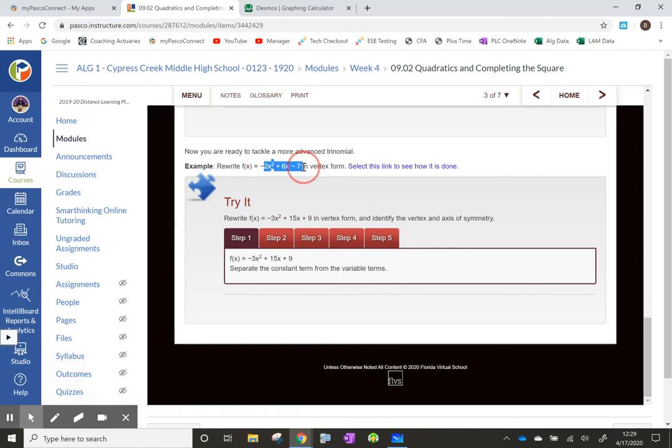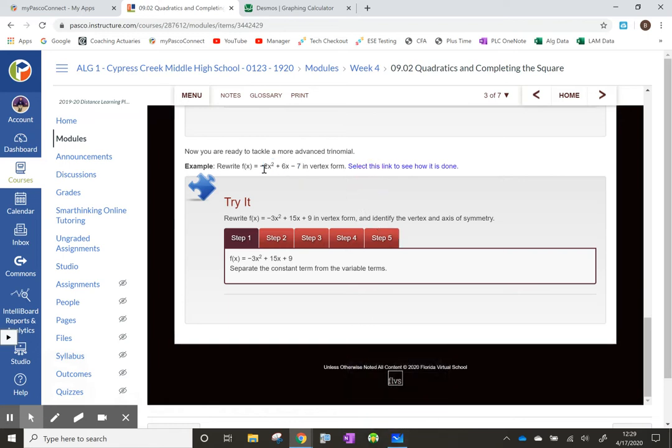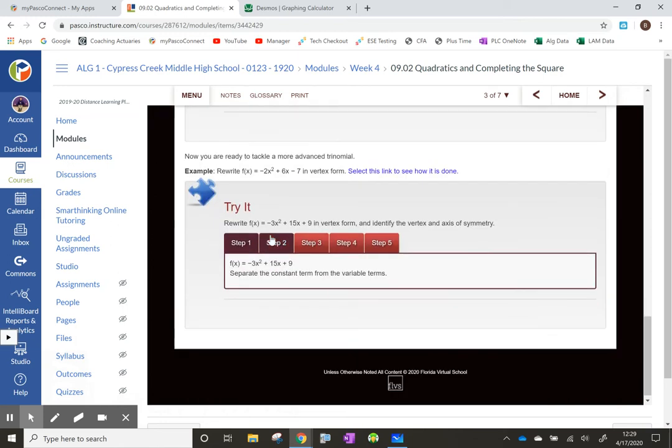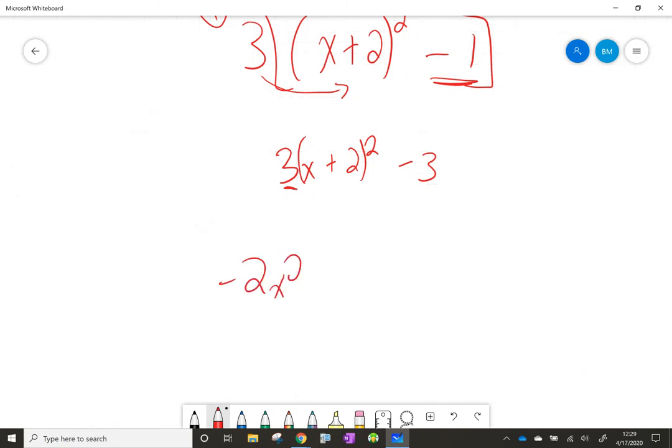Let's do this one right here. The negative 2x squared plus 6x minus 7. No. Hold on, let's not do that one. I mean, I guess you could, but it's going to be different than what I just did. Let's try it. Let's see if we can do that one. Okay, the negative 2x squared plus 6x minus 7.